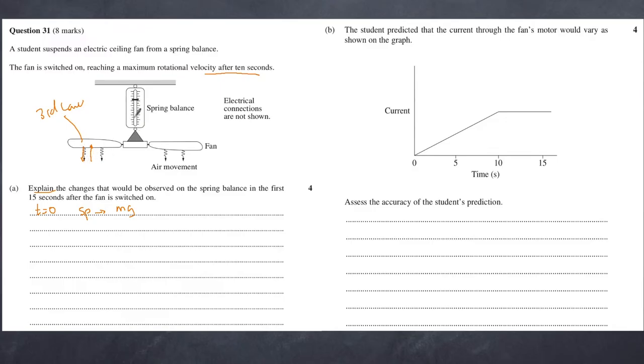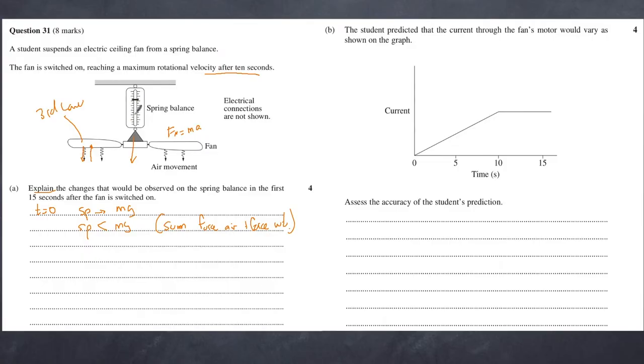Now on the spring balance we have two forces acting: the force of the weight of the fan, and the force of the air on the fan. Newton's second law says that the acceleration is determined by the mass and the net force. In other words, the spring balance is now going to read something smaller than mg, because it's getting the sum of the force due to the air plus the force due to the weight. So now we have a value that is less.